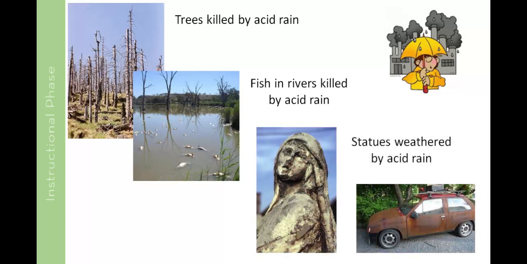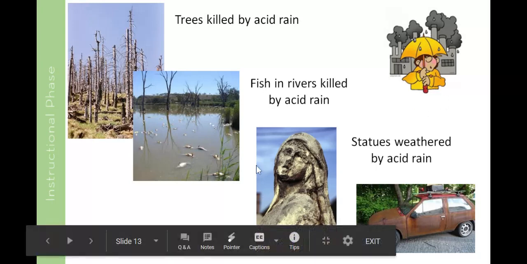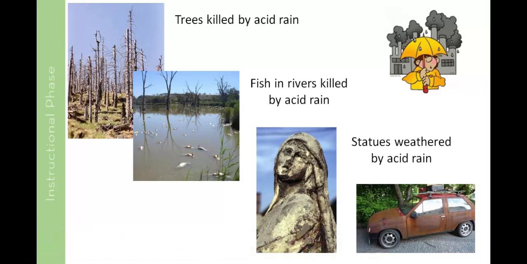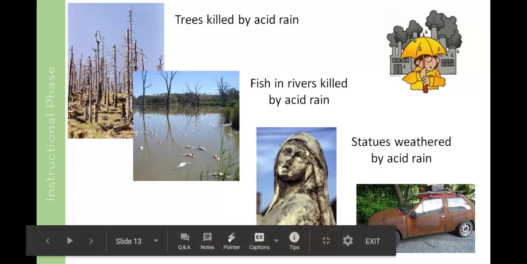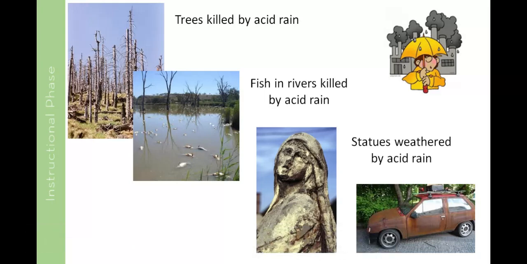And also, think about statues being left out in the rain over hundreds and hundreds of years. Metals being left out in the rain are also affected by acid rain, and we say that the acid rain corrodes them. So here we've got a statue made of limestone. As the acid rain falls, it weathers it, it corrodes it, it reacts with the limestone. And here we've got acid rain corroding metal. Now this happens over a longer period of time. It doesn't happen instantly as soon as rain falls.